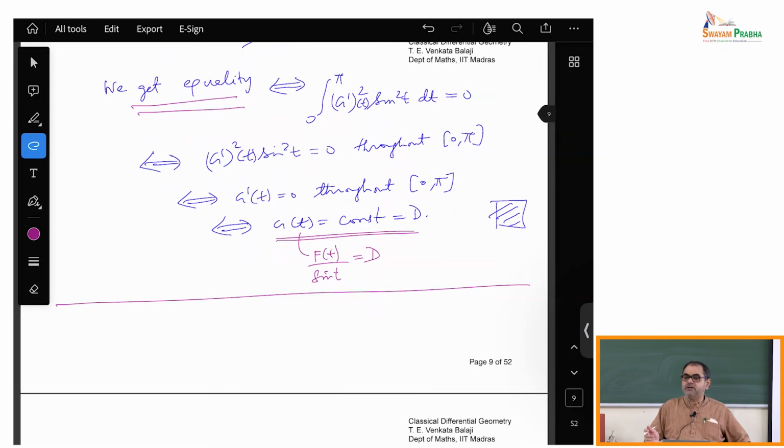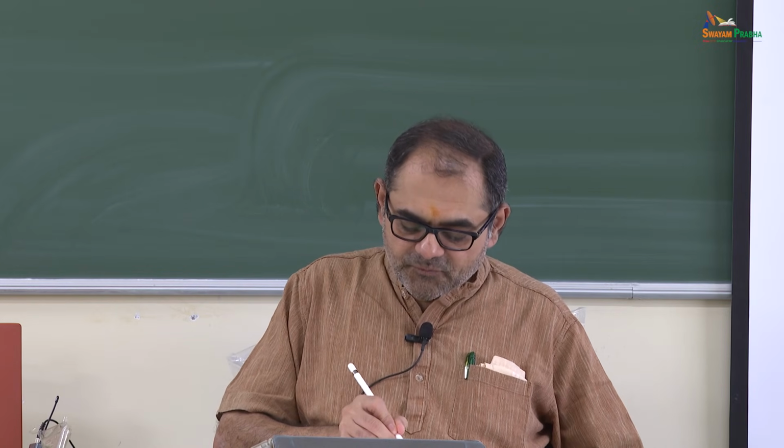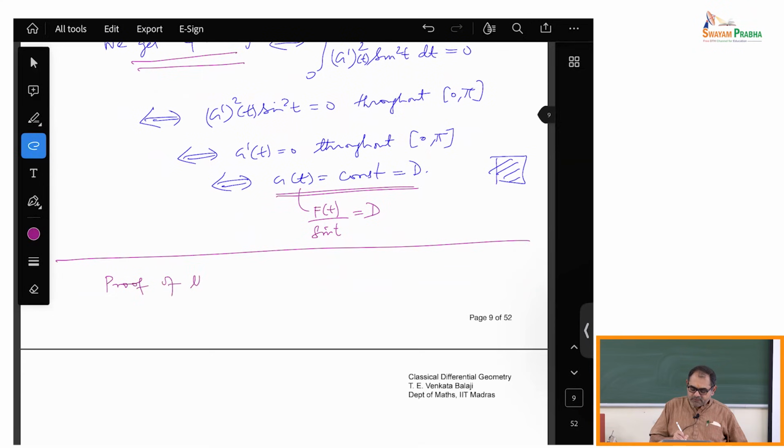Now what we need to do is that we have to put this to use to prove the isoperimetric inequality. All right, so we start with the following thing. So, proof of the isoperimetric inequality.